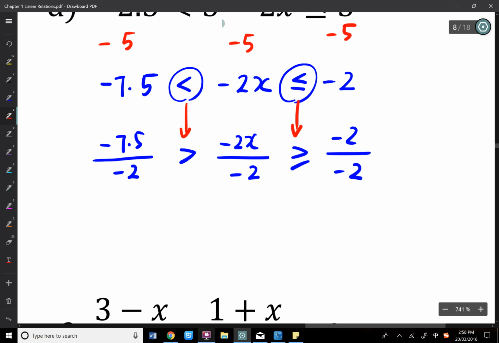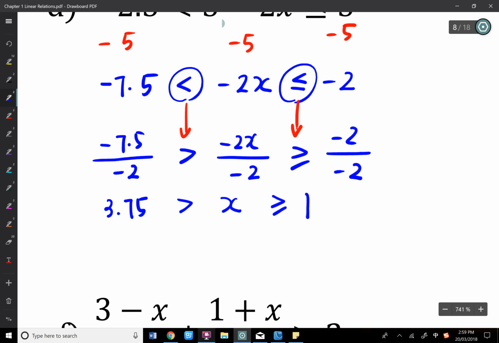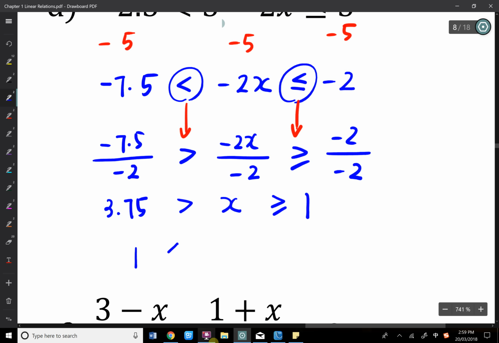So what we have here is 3.75 greater than x greater than or equal to 1. It's better to write the smaller number on the left-hand side. So it's 1 less than or equal to x, less than or equal to 3.75.